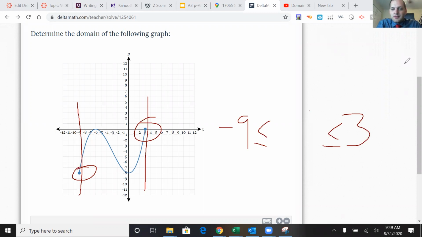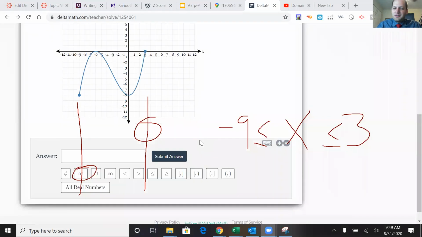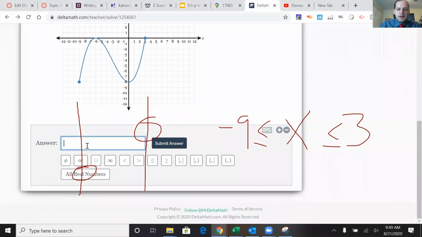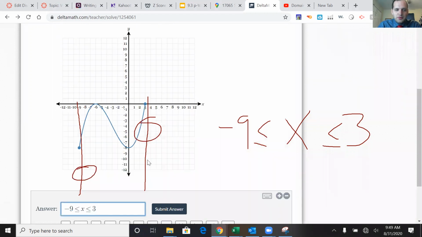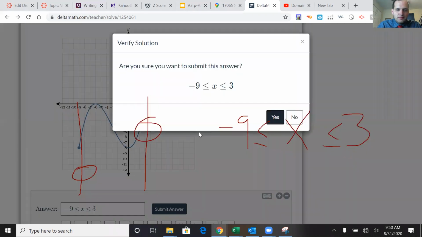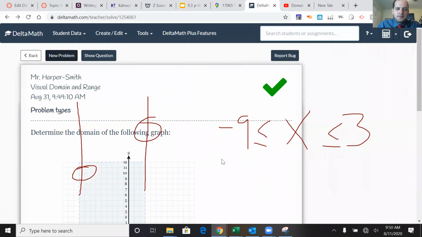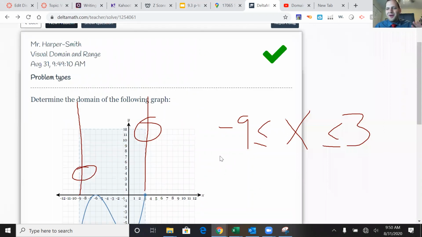Then x goes in the middle. That's our answer. Now here, I'll type it in just so you can see how it's written. So I've got -9 is less than or equal to x, which is less than or equal to 3. Again, they're both less than or equal to because they both have solid points. Is that the answer that we really want to put on there? Yes. Ta-da! We got it right.